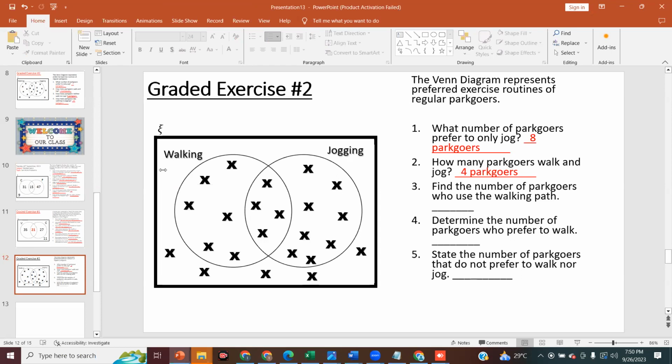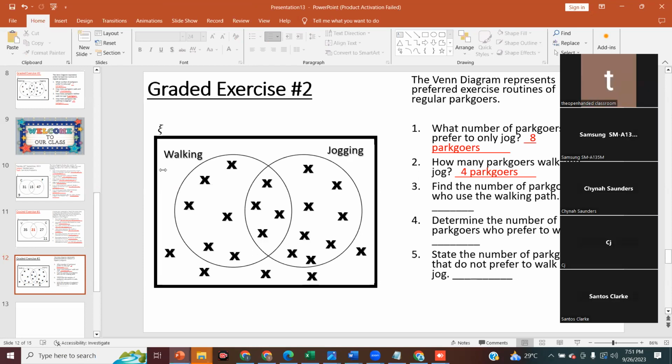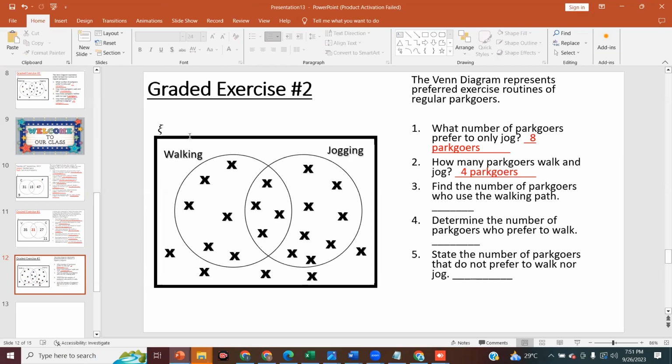Chai, what do you have for number 3? Find the number of park goers who used the walking path. If you get this wrong, may I answer? Yes. 10 park goers? No, that's incorrect. Anyone else want to try? I got 5. How did you get 5? I just looked at the odd numbers on the outside of the circles.